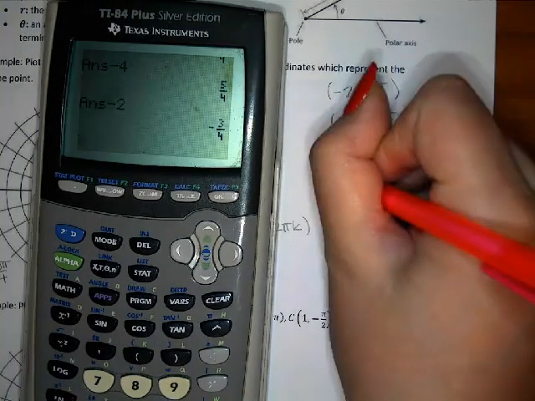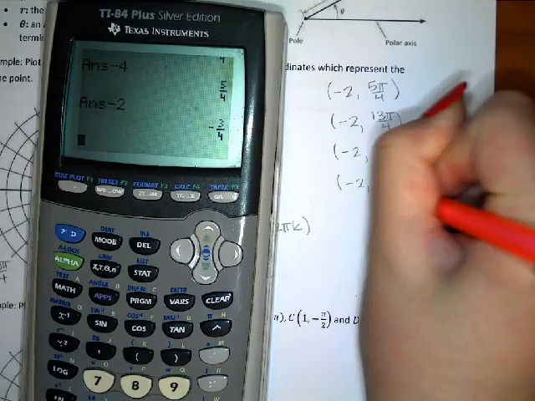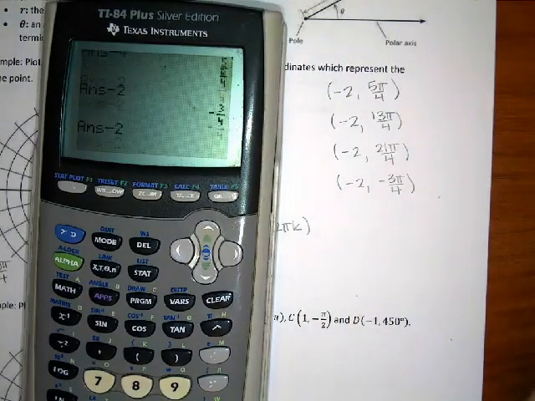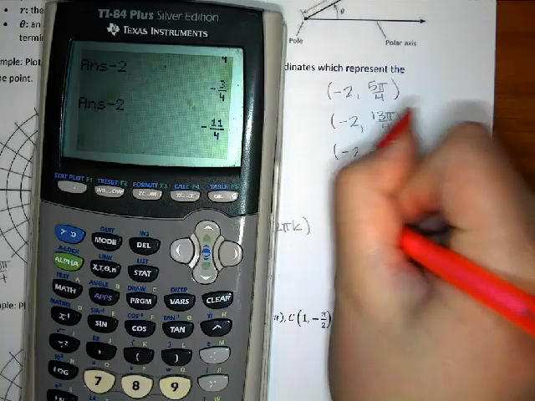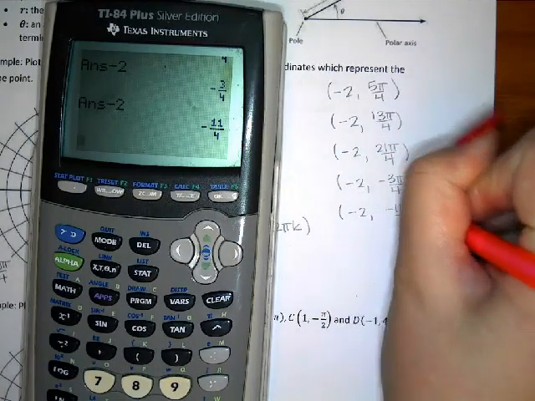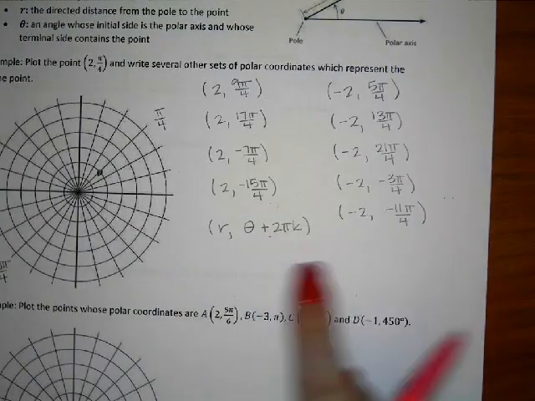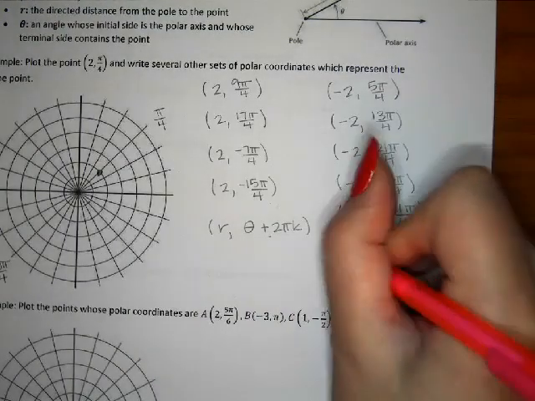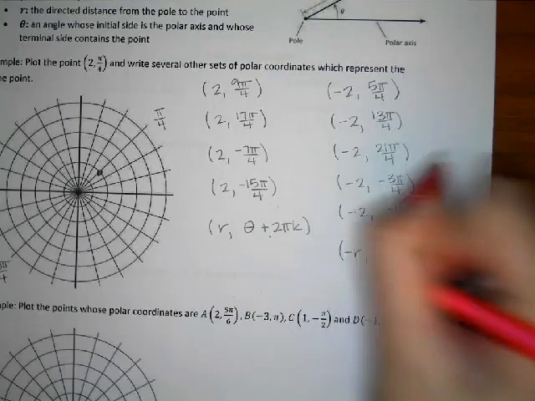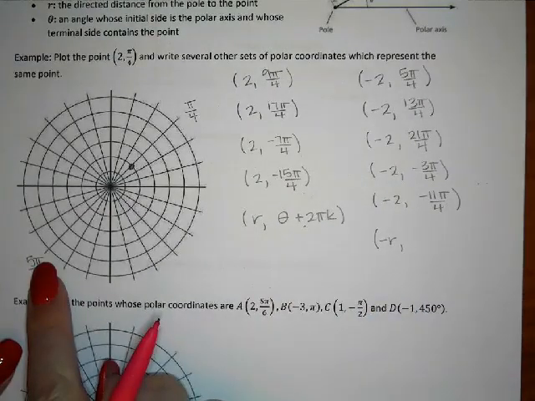Negative 3 pi fourths would work. Negative 11 pi fourths would work. So if you take the radius and you switch the sign, then the first thing you need to do is go to the opposite side of the circle with your angle.